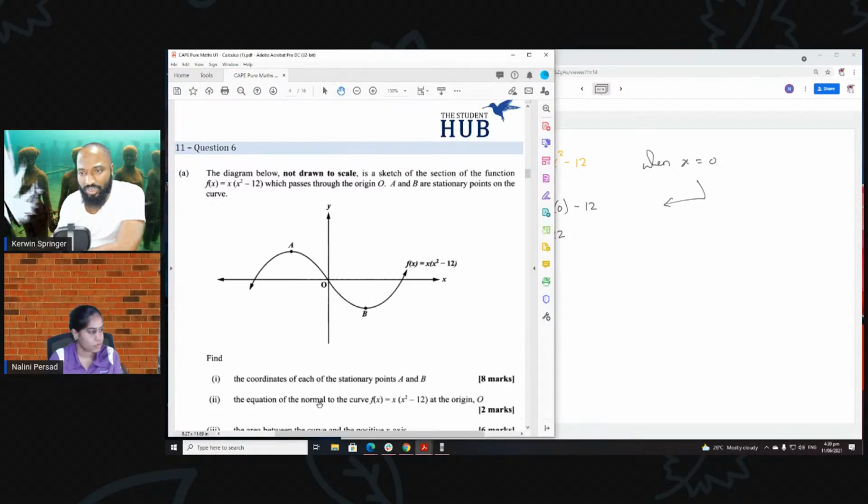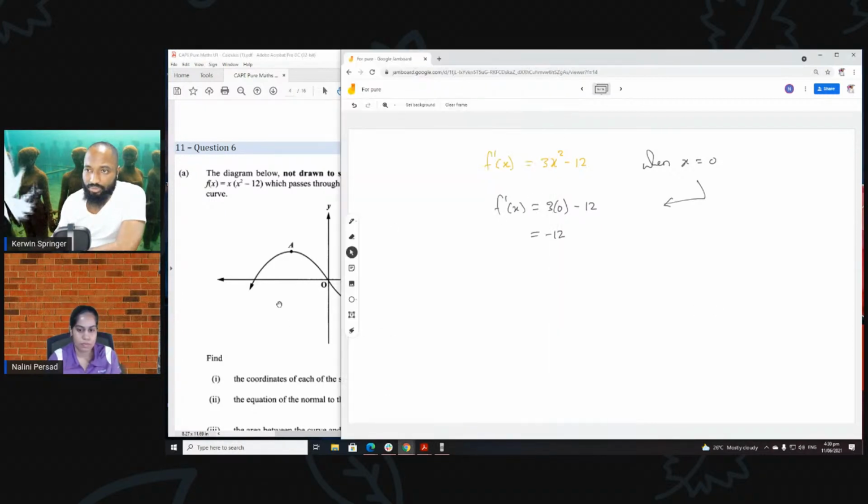What is actually the equation of the normal? So since this is the gradient of the tangent, and for sure you're going to get something like this in your exam, tangent and normal. You must get some little play like that in Additional Maths and Pure Maths. This is 2011 question 6, gradient of tangent.